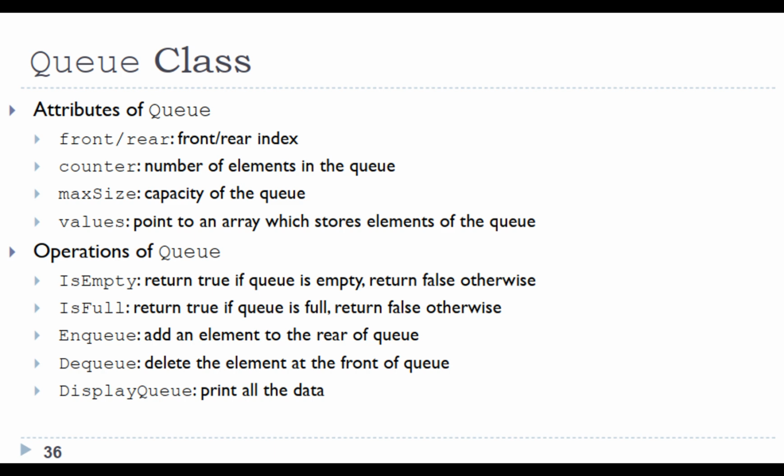queue. Values points to an array which stores the elements of the queue. Operations of the queue: isEmpty returns true if the queue is empty, false otherwise. isFull returns true if the queue is full, false otherwise. Enqueue adds an element to the rear of the queue. Dequeue deletes the element at the front of the queue. DisplayQueue prints all the data.